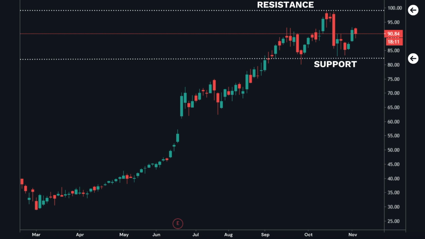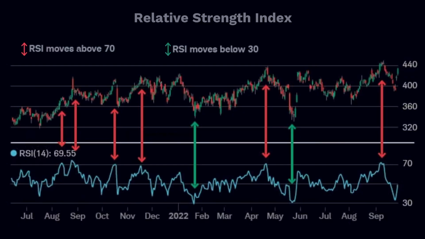This shows a clear ceiling and floor for the stock, with the median of the price being about 90.84. So let me put this in context to show you how this all ties together. To further elaborate, the relative strength index, known as the RSI, goes hand in hand with support and resistance.